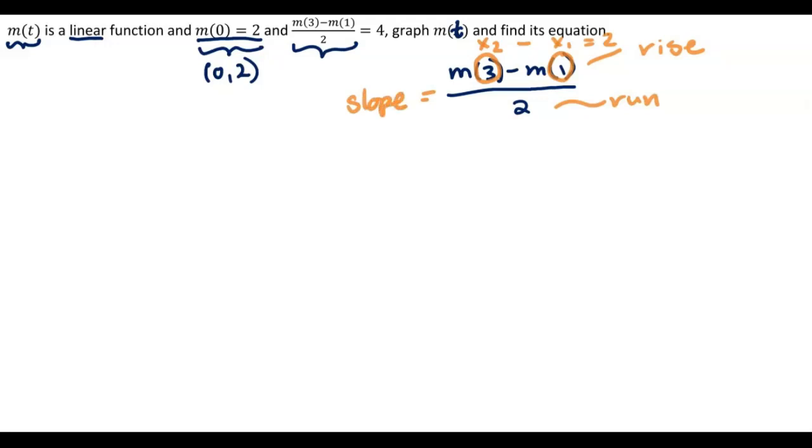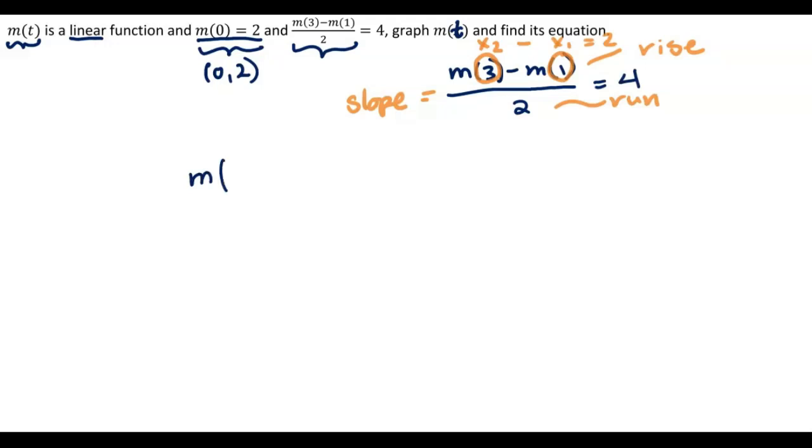And I was a little tricky here, not really intentionally. I named my function m. That doesn't mean that that's slope, so I'm going to just write slope here so that I don't confuse myself anymore. Okay, so what I really got from this, and this is what I want you to be working on, is that the slope of my function is 4. So my slope is 4, my y-intercept is 2.